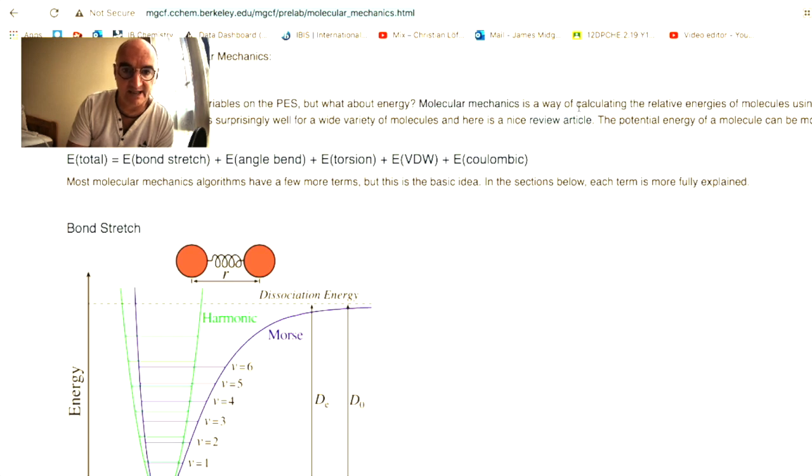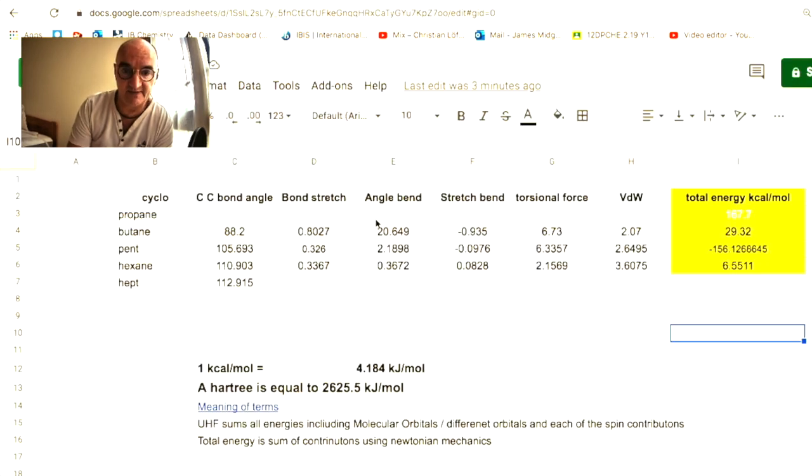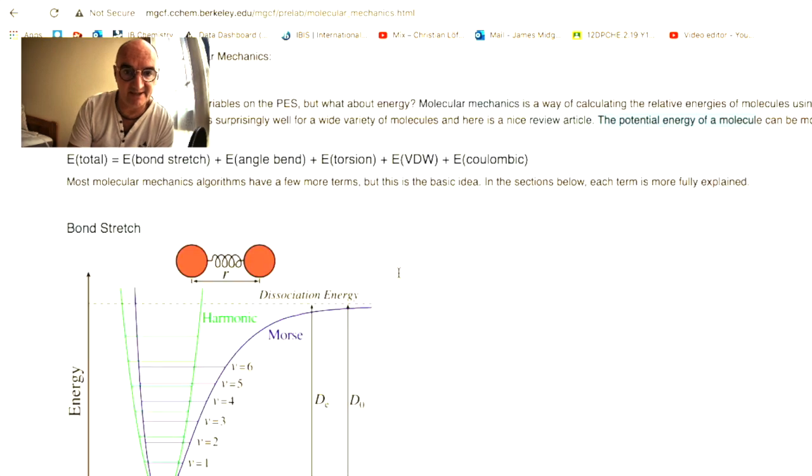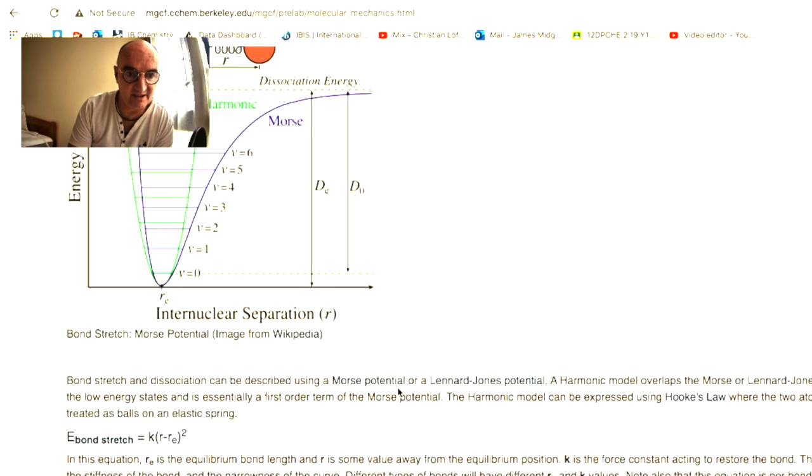So the molecular mechanics is a way of calculating the relative energies of molecules using classical Newtonian mechanics. It works well for a wide range, and you can see that the total energy, this is actually the potential energy of a molecule, can be modelled using 5 simple terms. So those simple terms are the simple terms which are here. Okay. So these terms that we get from WebMO are explained by this idea.